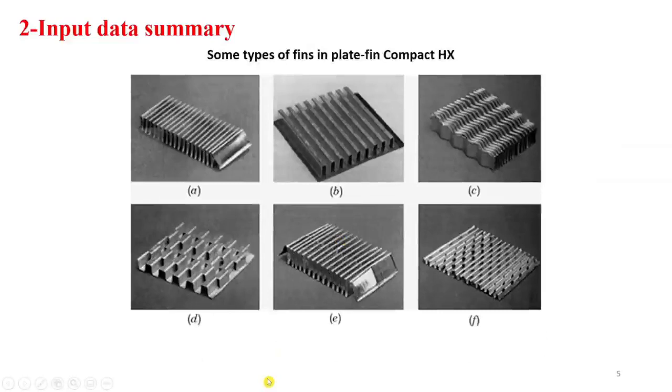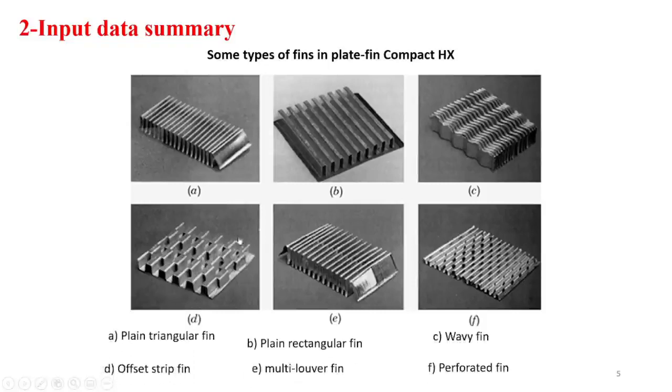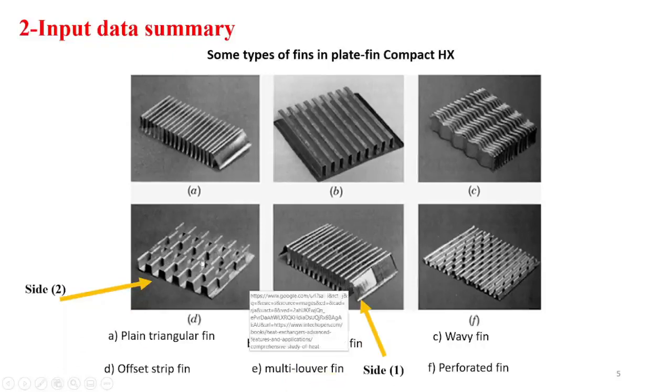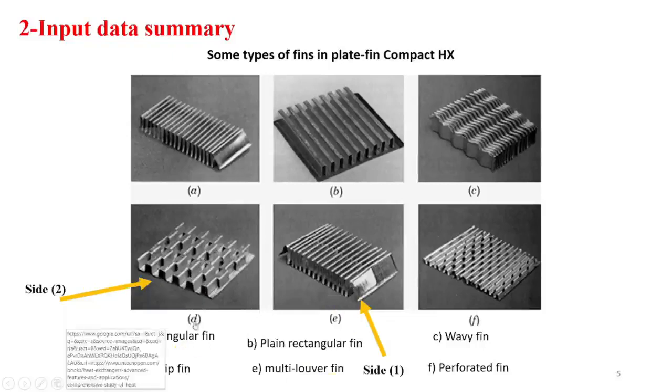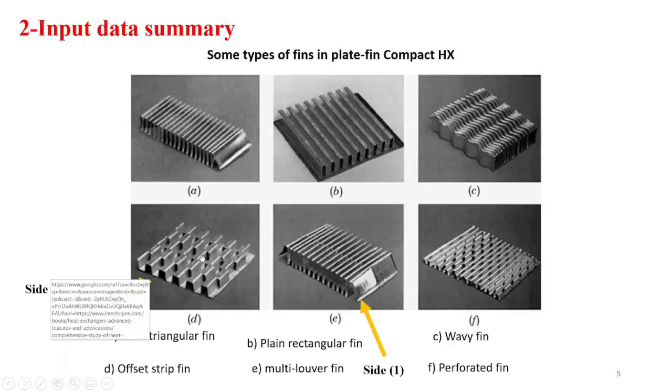As we said before, the hot side is using a louvered fin, and the cold side is using a strip fin. So here in this diagram we show different types of fins that are used in gas-to-gas compact heat exchangers, but now for side 1 we are using this type of fin, which is the louvered fin, and for side 2 we are using this one, which is, as you see D, the strip fin. So this is for the hot side and this is for the cold side, just to know the geometry of the two sides.